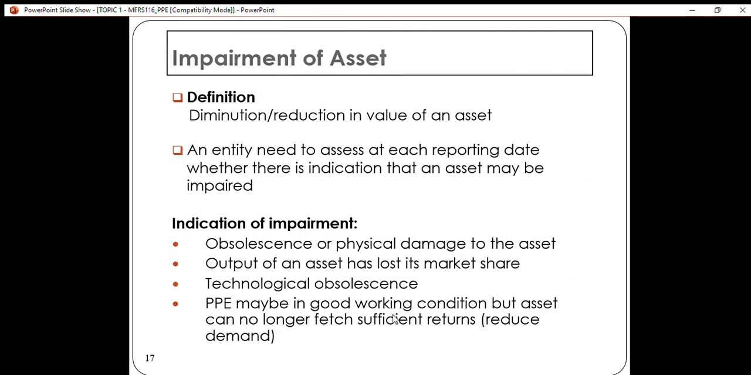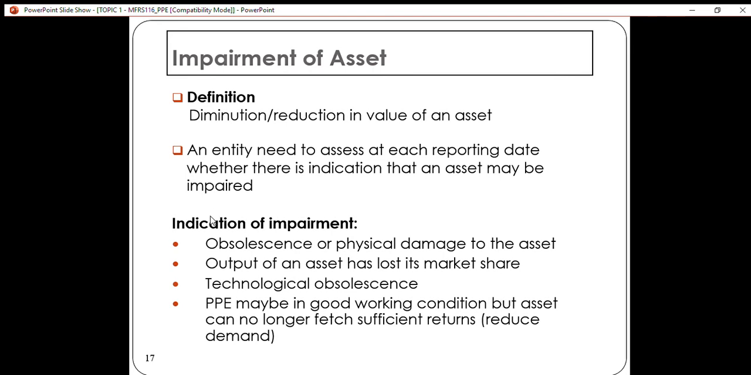Okay, next one is about the impairment of asset. First of all, what is the definition of impairment of assets? Impairment of asset can be defined as diminution or reduction in the value of asset. An entity needs to assess at each reporting date whether there is an indication that an asset may be impaired.